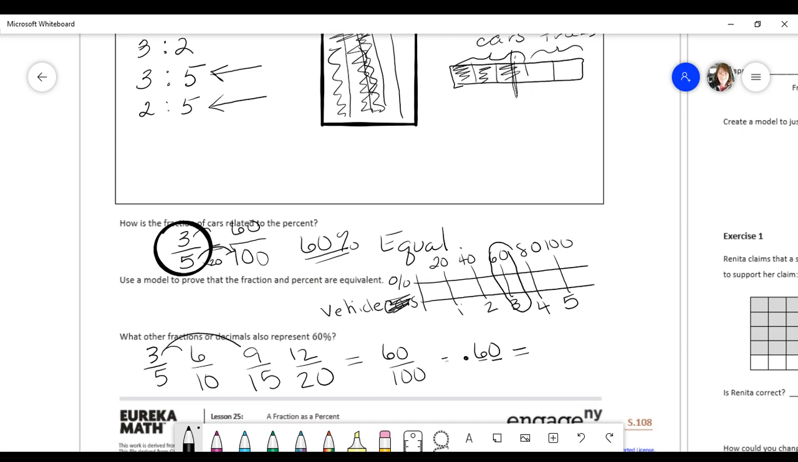And again, is this 0 necessary? Nope. We could write it as 0.6. So all of those are the exact same thing. All right, go ahead and turn the page. 272, top of the page.